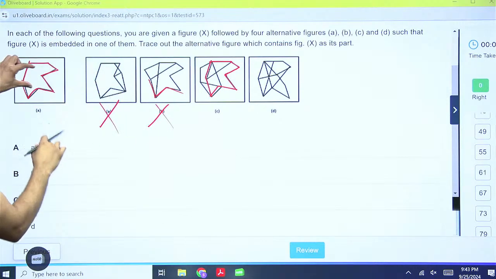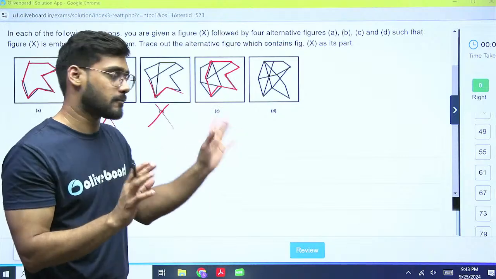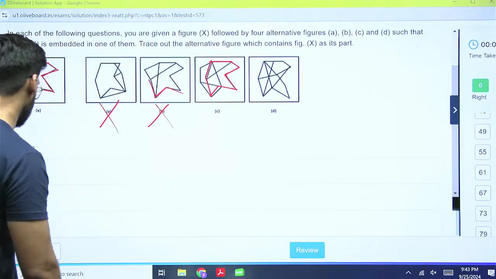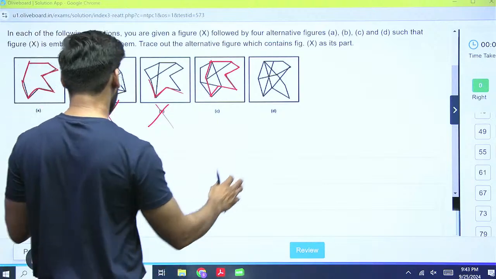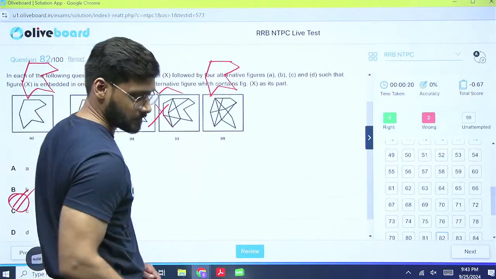Now you can see this one and that one both are the same. This figure X is embedded in option C, and hence option C is the right answer. Let's move on to the next question. I hope this is getting clear to you all.